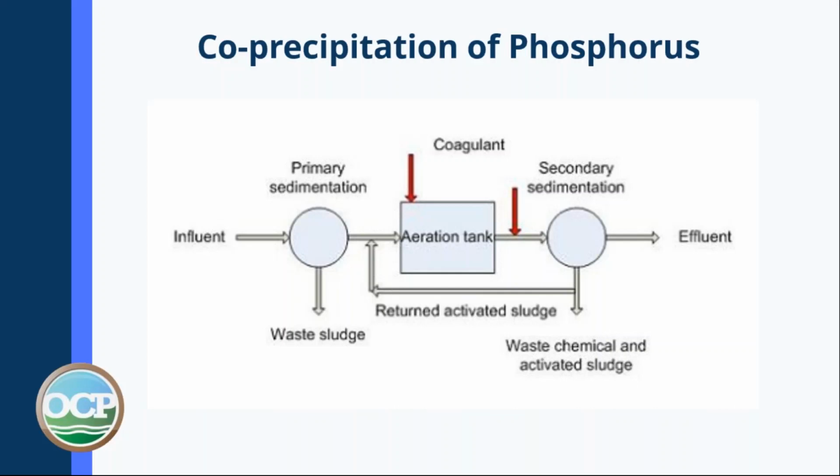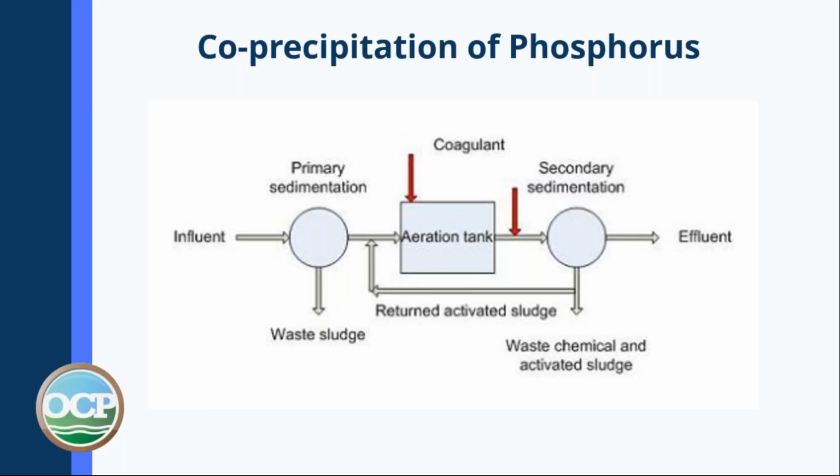Co-precipitation, where you're getting rid of the phosphorus at the same time as the BOD. Influent comes in, goes to your primary clarifier, where the sludge is taken out. Then it's mixed with the return activated sludge on its way to the aeration tank. The coagulant is added at the head of the aeration tank. Therefore, it is reacting with the phosphorus at the same time the bacteria are eating the BOD. Then you come out of that tank into your secondary clarifier.